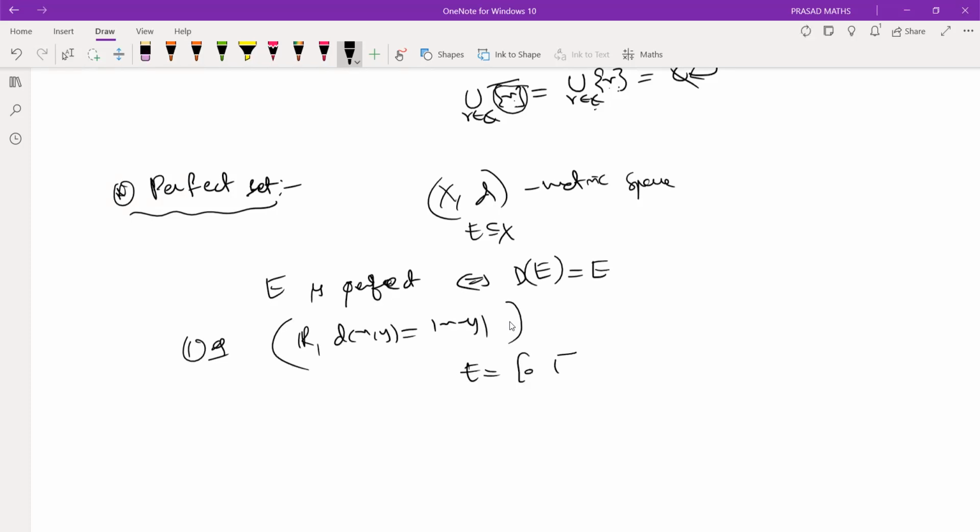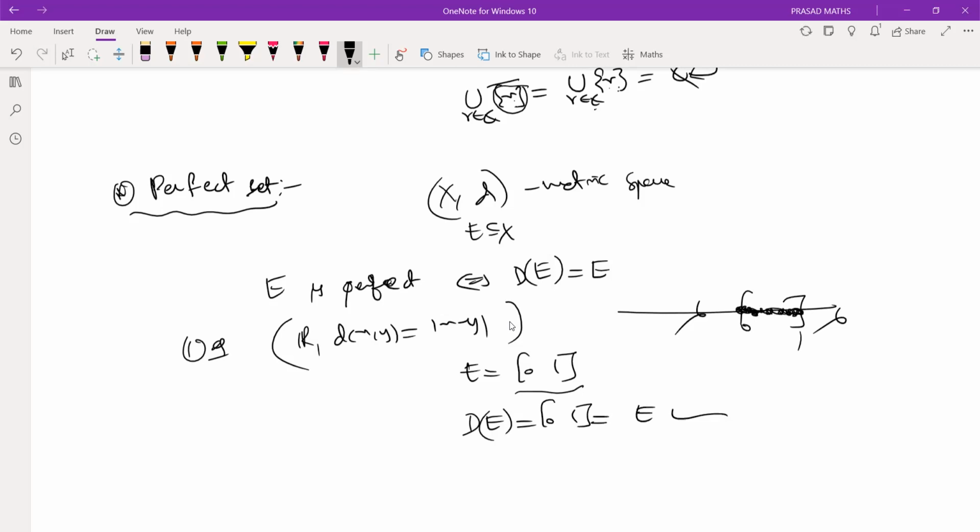That is important. Metric is important, right? Because what are my limit points? My limit points are nothing but the set itself, because every point is a limit point. Zero is a limit point, one is a limit point. These are not limit points, these are not limit points. So the only limit points are the points of the set. Therefore, this is [0, 1], therefore the derived set is E itself. Therefore, it's a perfect set.